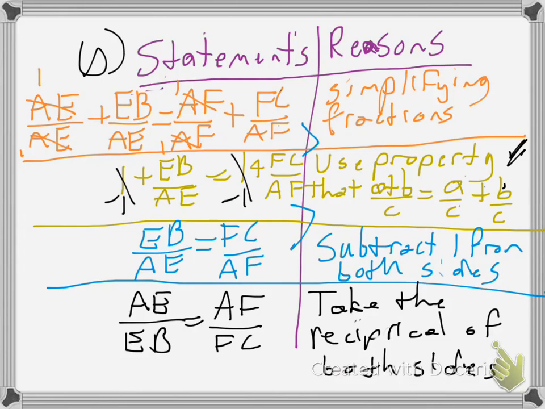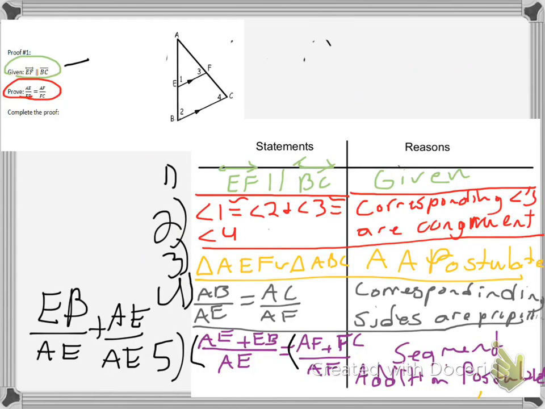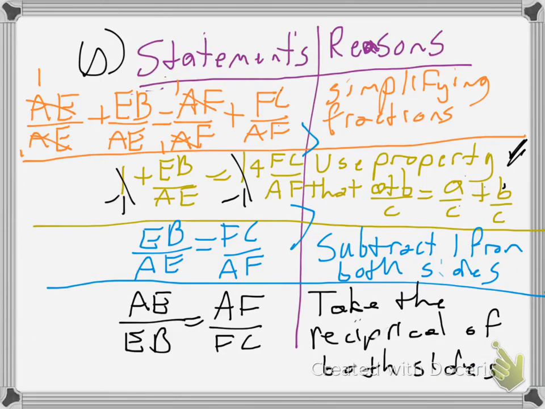So now I get that because I subtracted 1 from both sides. And now to get back to my original, which is what I want to prove, AE over EB equals AF over FC, I just find the reciprocal, and I get AE over EB and AF over FC. So I took the reciprocal.